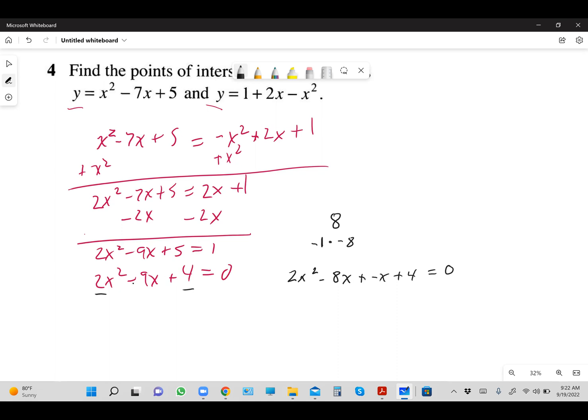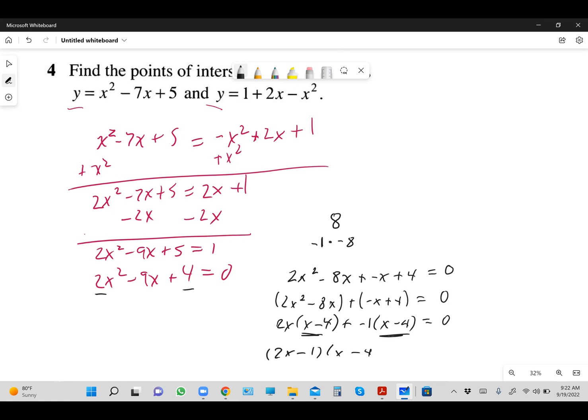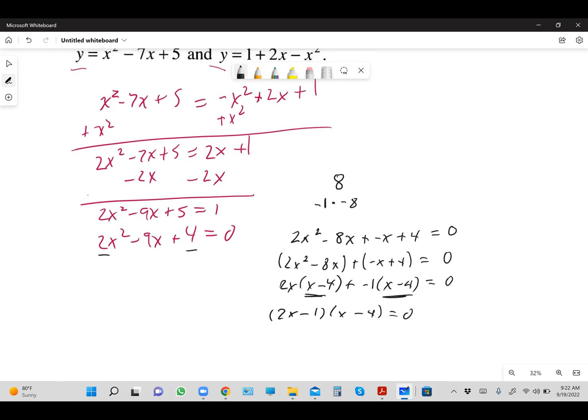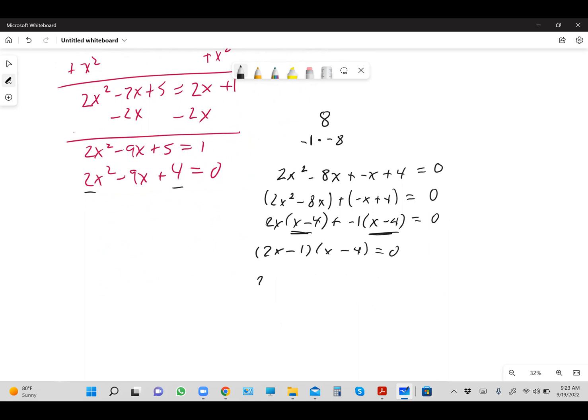Then I can make this into 2 little groups. 2x squared minus 8x plus -x plus 4 equal to 0. So this is going to be 2x times x minus 4. And then my job is to make the other side also have an x minus 4 in there. So I'm going to factor out a -1 times x minus 4. And so now both of these are same. I can say 2x minus 1 times x minus 4, and I'm done. Well, I'm not done, but now I can see the two values. X equals to half and x equals to 4.